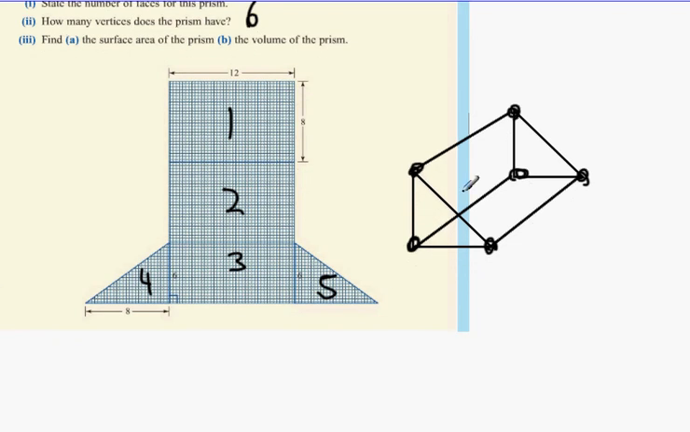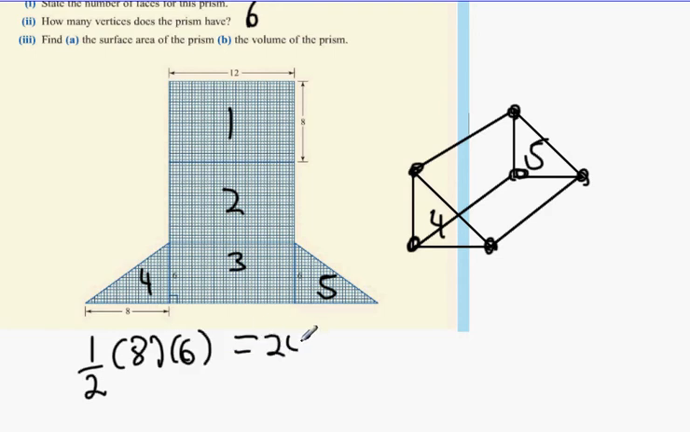Surface area is going to be, if I mark these sides 4 and 5, we're going to find out the area of 4 and 5. So it's a half base by height, which is a half 8 by 6. That is going to be 24. So each one of these ones is worth 24 each. So that's 24 and 24.